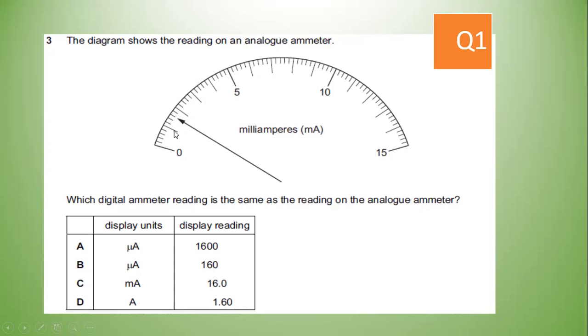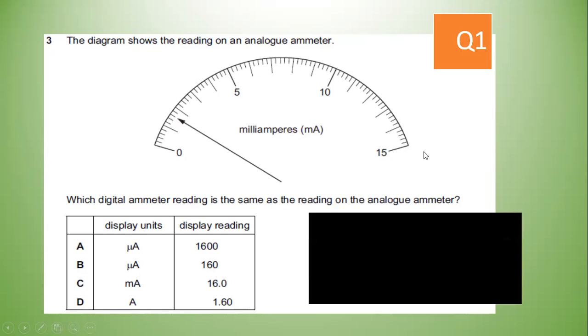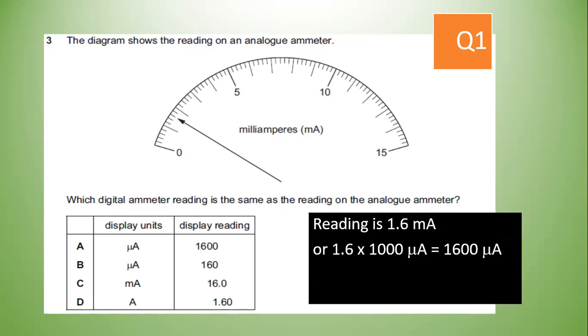So this is 1, 0.2, 0.4, 0.6, 1.6 milliamp. Then you have to convert to micro, times 1,000. No answer here, just times. Reading is 1.6 milliampere times 1,000. Change to micro, so it's 1,600.